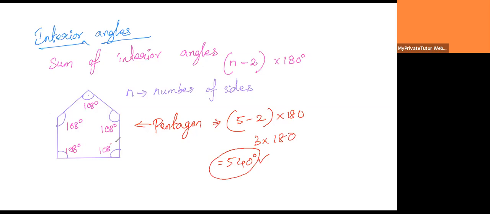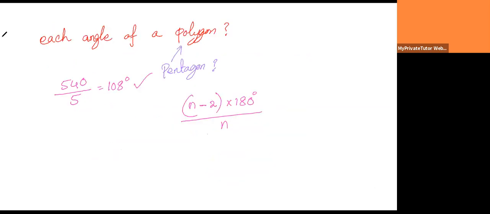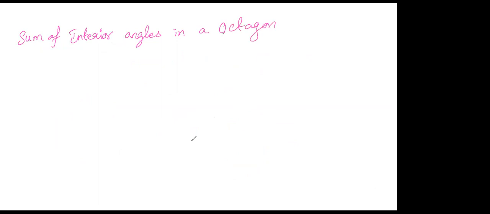Yeah, so let's try one question. You can try if you want to. Please tell me the sum of interior angles in an octagon. 1280. Okay, so how many sides does an octagon have? 8. Yep.